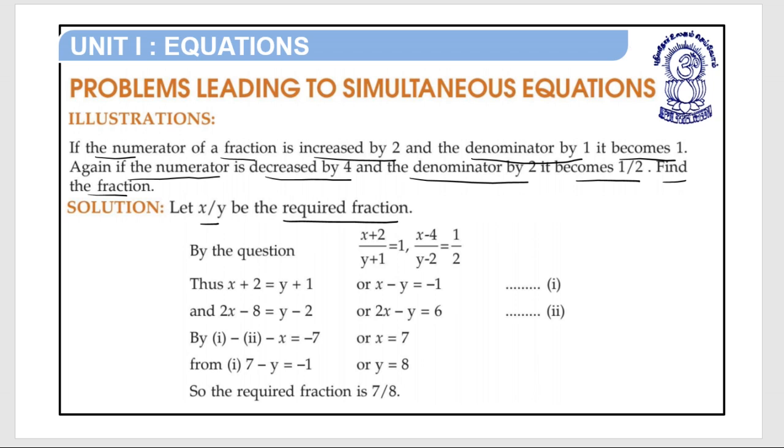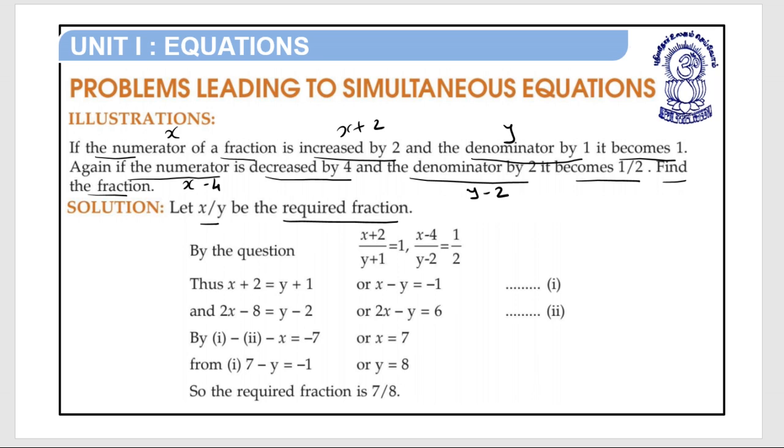So, by the question, the numerator of a fraction, numerator means x, is increased by 2. So x plus 2. Denominator increased by 1, so y plus 1, is equal to 1. That is one equation. In the same way, if the numerator x is decreased by 4 and the denominator by 2, y minus 2, it becomes 1 by 2.